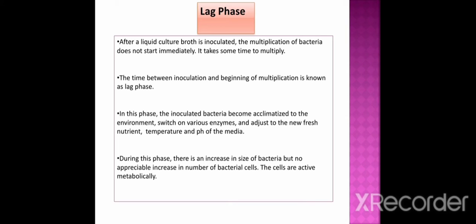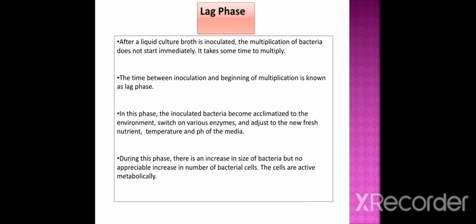First is the lag phase. After a liquid culture broth is inoculated, the multiplication of bacteria does not start immediately. It takes some time to multiply. The time between inoculation and the beginning of the multiplication is known as the lag phase. In this phase, the inoculated bacteria become acclimatized to the environment, switch on various enzymes, and adjust to the new fresh nutrient medium, temperature, and pH of the media.